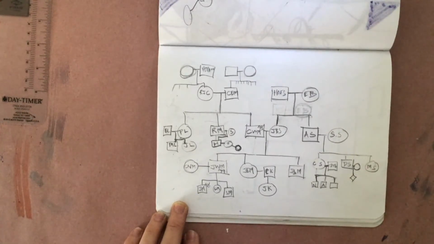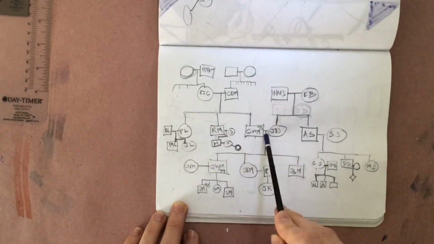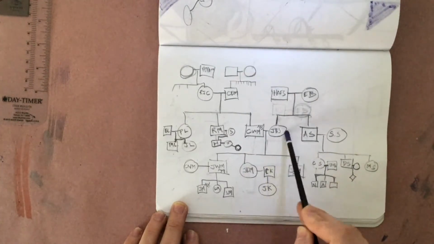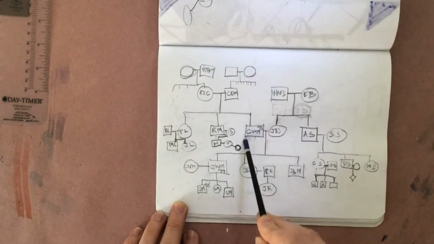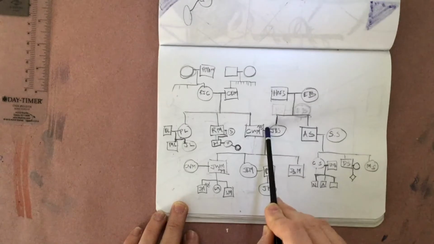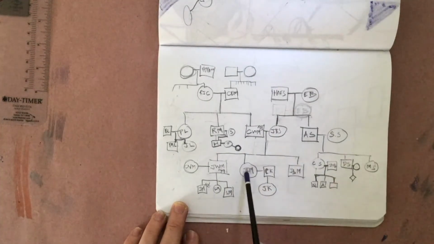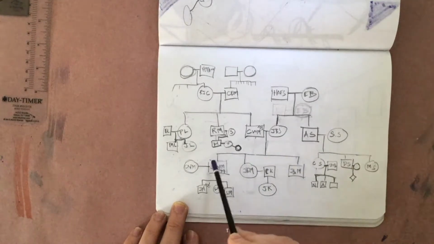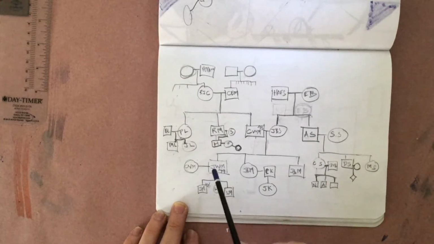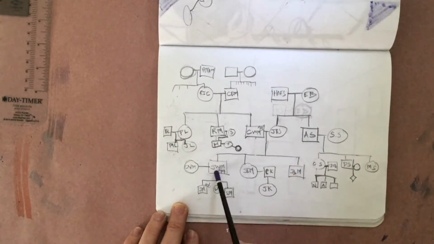So I started with myself, or I should have started with myself. Rather, what I did start with was my father and my mother. So I put a circle for my mother and drew a square for my father. And then their marriage created these three other people, my sister and my brother and myself. I'm just using my initials right now to get the design together.